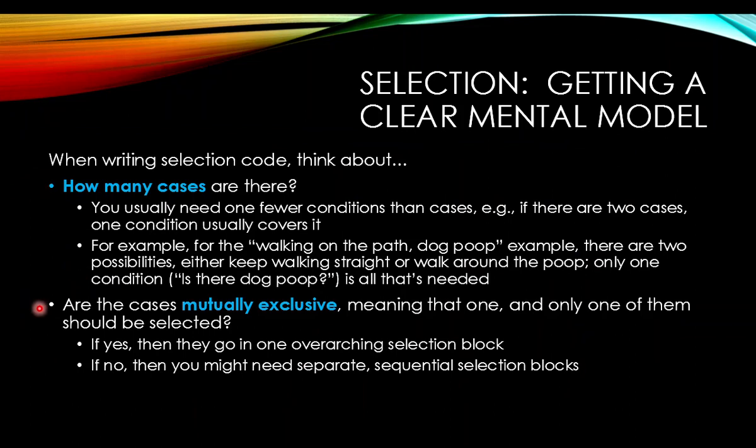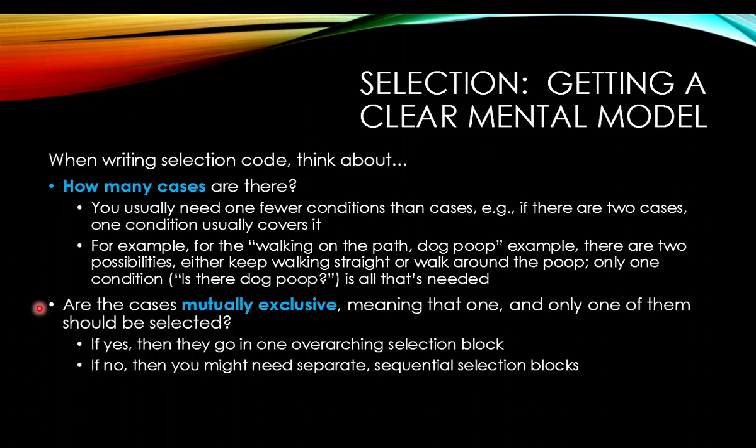Then also think about mutual exclusivity. In these cases that you're thinking of, are they mutually exclusive? Is it really true that only one of them can be run, one and only one? If so, you put them in one big selection block, one big selection thing with maybe else ifs and else, but it all goes together in one conceptual block.